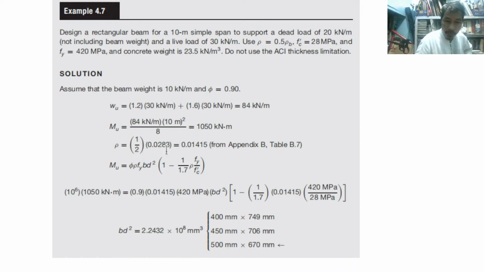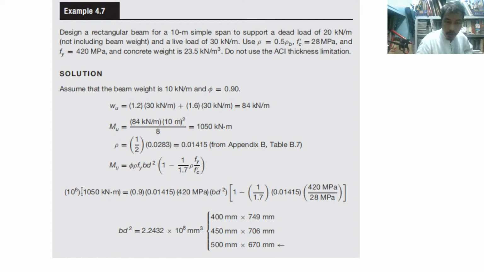So find out the rho. This is 0.5 times the rho balance. Rho balance is 0.0283 from the table. So therefore we can find out this value. The design strength is equal to phi rho fy b d squared, quantity 1 minus 1 over 1.7 rho fy over f'c. Take note, this equation is for SI units.